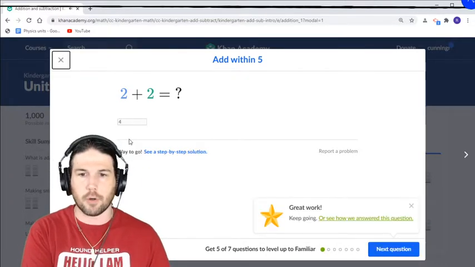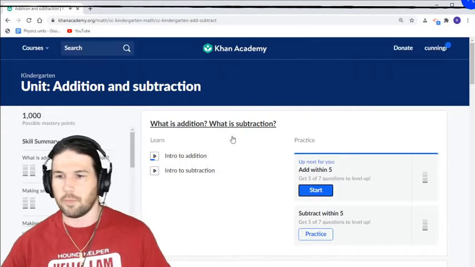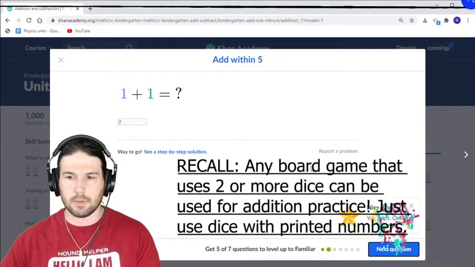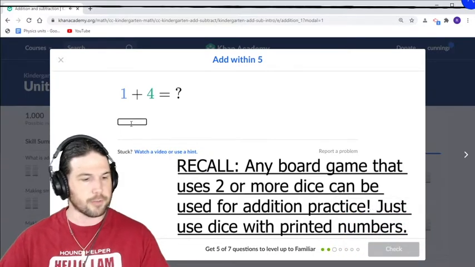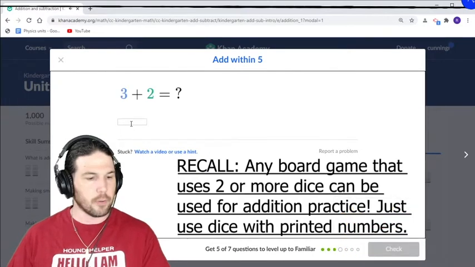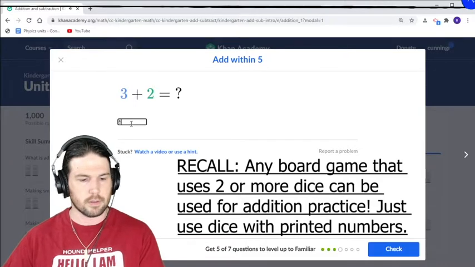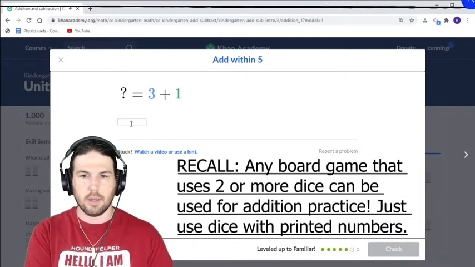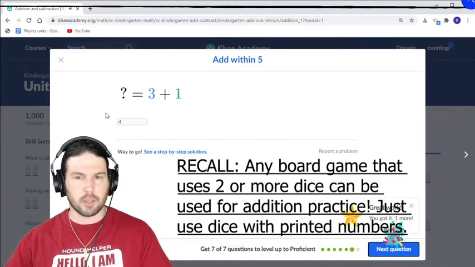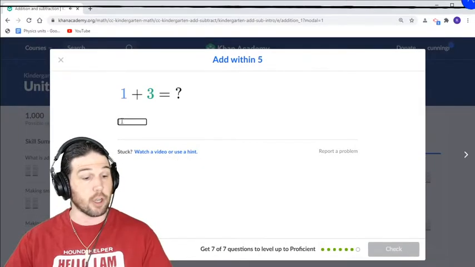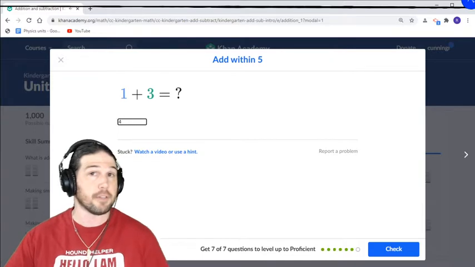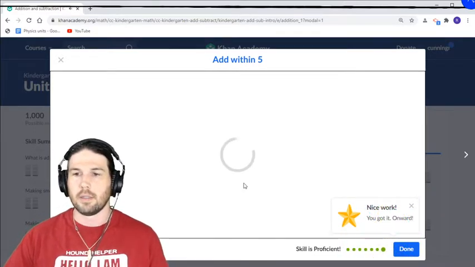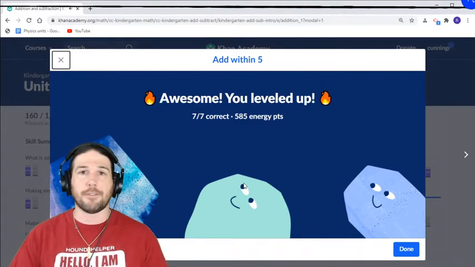2 plus 2 is 4. Oop, wrong button. 1 plus 1 is 2. 1 plus 4 is 5. 3 plus 2 is also 5. 2 plus 2 is 4. 3 plus 1 is 4. 1 plus 3 is also 4. That is called the commutative law of addition. We'll talk about that later. And that's it. Add within 5, easy peasy.